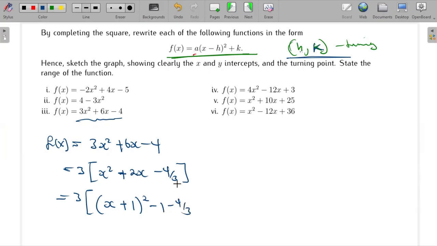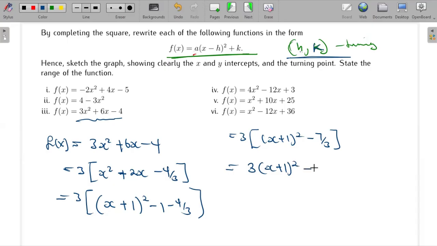So there, what do you get? 1 plus 4 over 3, that is going to be 7 over 3. So this here, you get 3, then you have x plus 1 squared minus 7 over 3, like that. Okay, then we can distribute that 3. You get 3(x plus 1) squared, there you get negative 7. Right, so now let's do what they want us to do.